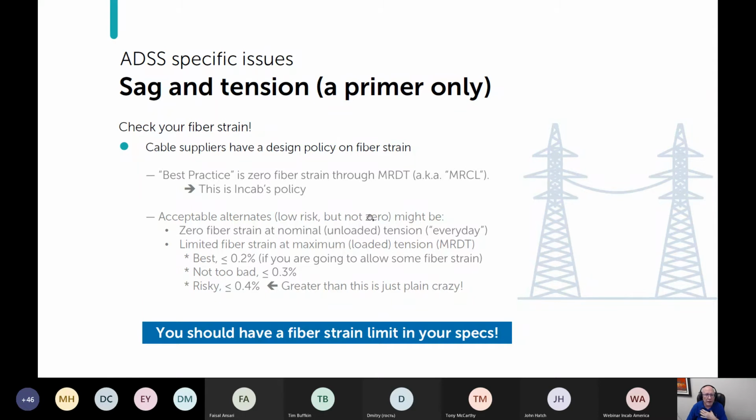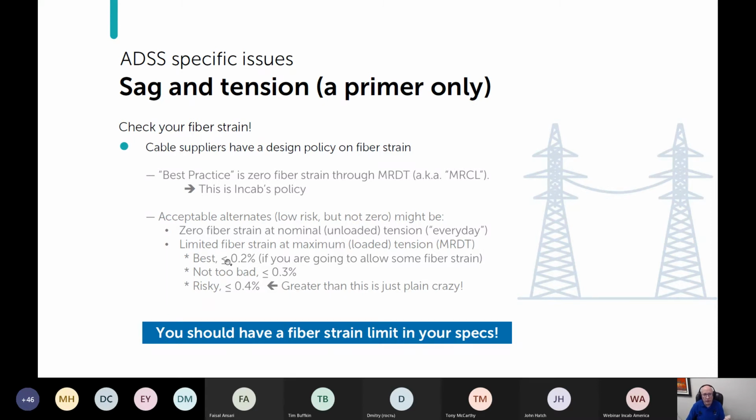Ideally, I think that you would like to not have strain on your fiber. But an alternative to that is that you could have 0 fiber strain at your everyday condition, so no ice, no wind loading, typical day, but limited fiber strain at the maximum rated design tension, the point where you do have your wind and ice loading. If you're going to allow strain, the best limit is that 0.2% I talked about earlier that comes from Corning.